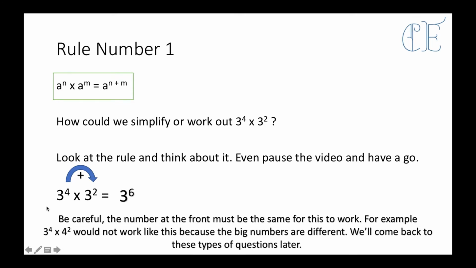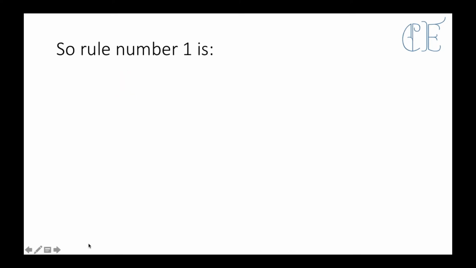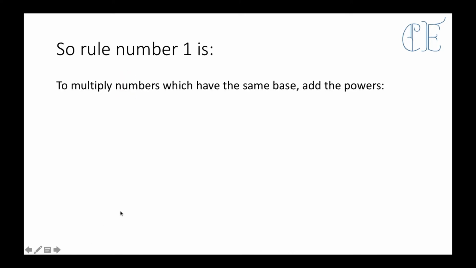Okay, so like I said, this is just a reminder that the numbers in front have to be the same. Okay, for example, we couldn't do 3 to the power of 4 times 4 to the power of 2. We'd actually have to work out the answer. So you'd have to work out 3 times 3 times 3 times 3, and then work out that bit, and then do 4 times 4, and then times them together, which would take forever, so we would not get you to do that. Okay, so rule number 1 then is to multiply numbers which have the same base, that same big number, you just add the powers, okay? So if you want to write that rule down, then go ahead. Okay, if you're taking notes, which I hope you are during all of these lectures. Okay, let's go on to rule number 2.